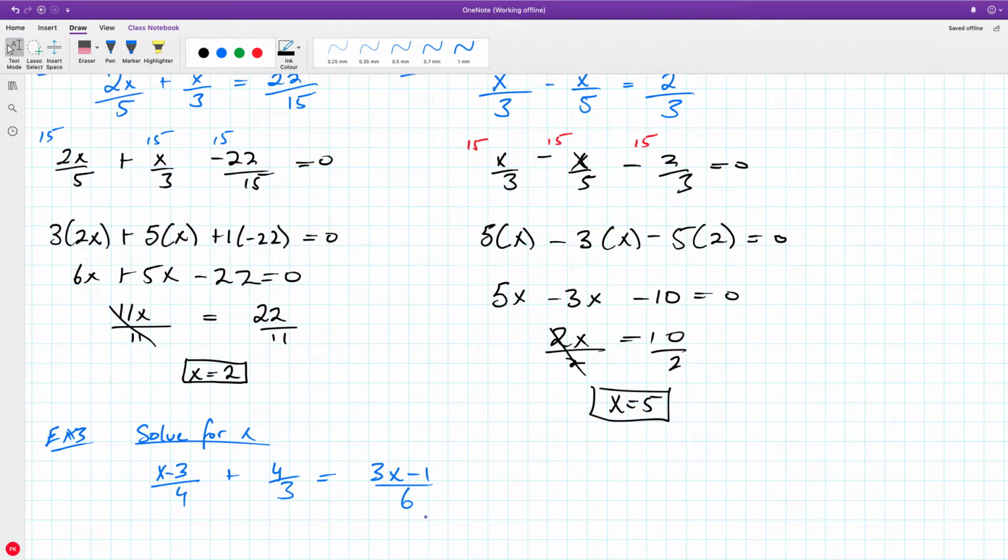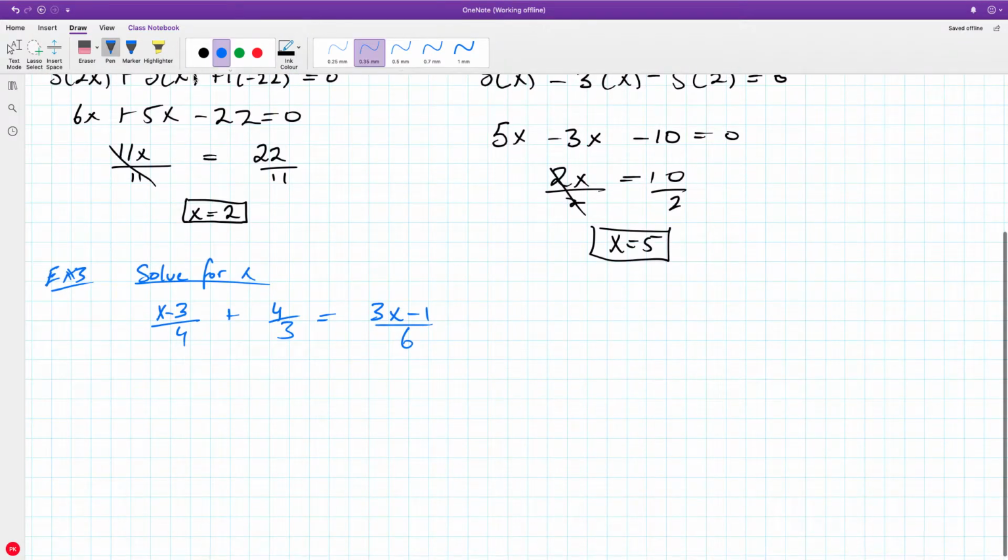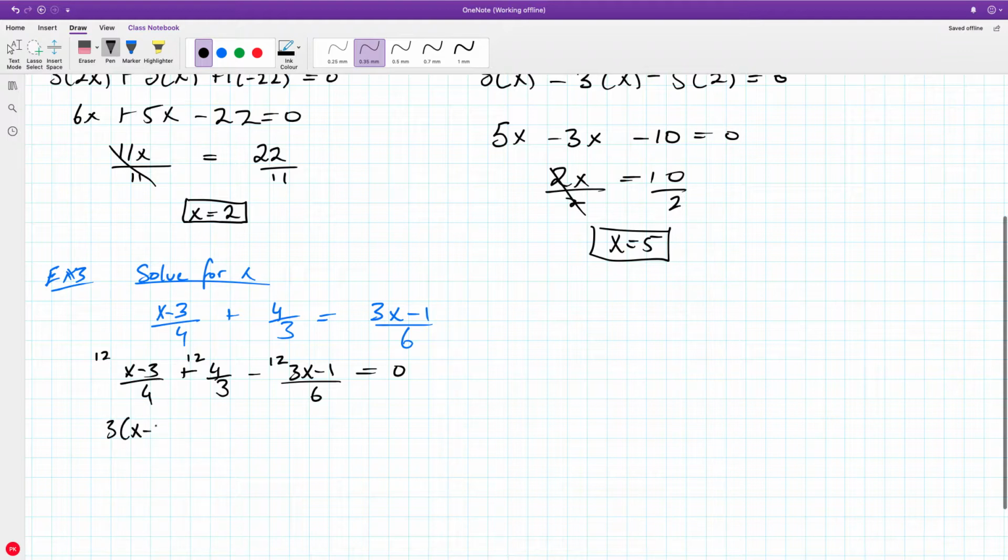Let's have a little look at it. So, let's bring everything to one side and see how we get on. (x minus 3) over 4 plus 4 over 3 minus (3x minus 1) over 6 is equal to 0. Lowest common multiple is 12. 4 into 12 goes 3 times (x minus 3) plus 3 into 12 goes 4 times 4 minus 6 into 12 goes 2 times (3x minus 1).